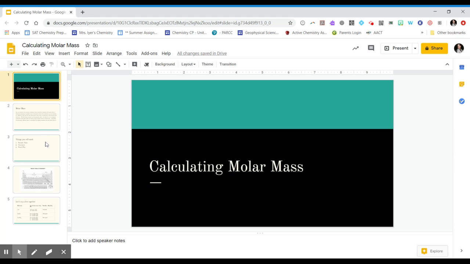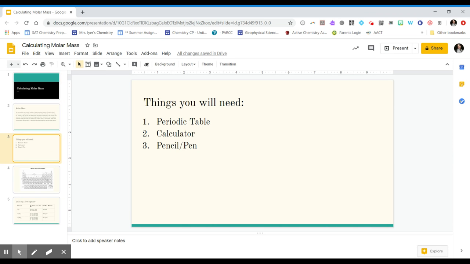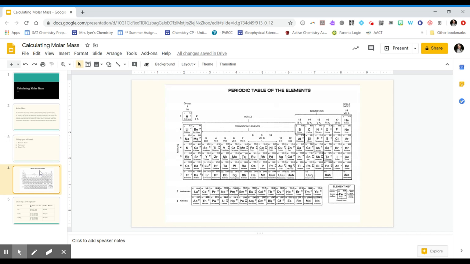So for today, you will need these things. You will need a periodic table, a calculator, and something to write with. So let's assume that you have your periodic table handy. If not, I am going to attach a periodic table when I send you the email. I've also had a screenshot of the periodic table here, but that's not really clear. So if you do not have a periodic table handy, I expect you to open up the PDF that I attached with your email today.